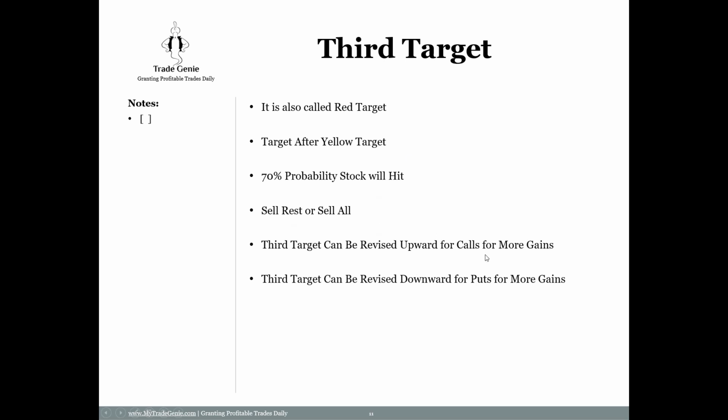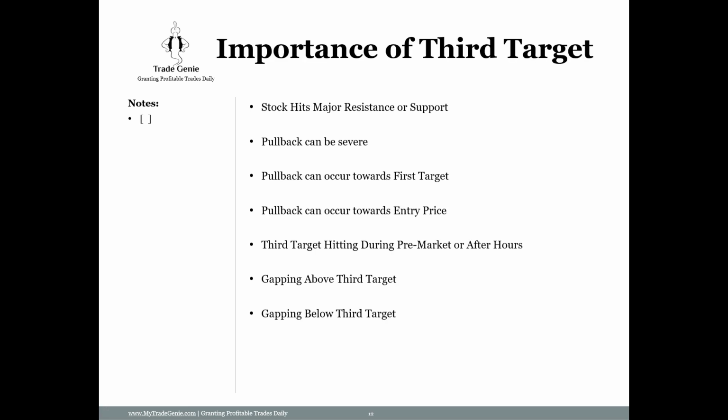Third target can be revised upward for calls for more gain. So when I see more opportunity, that's where I revise the third target. So I move the third target to second target, second target to first target, and then I give out the new third target, and you see it in your message as a green arrow there. And if you have all the alerts, email, you can see that previously this was the target, and now this is the target. And it can be revised downward also for puts. So with puts, the stock is falling down, so we are revising the target.